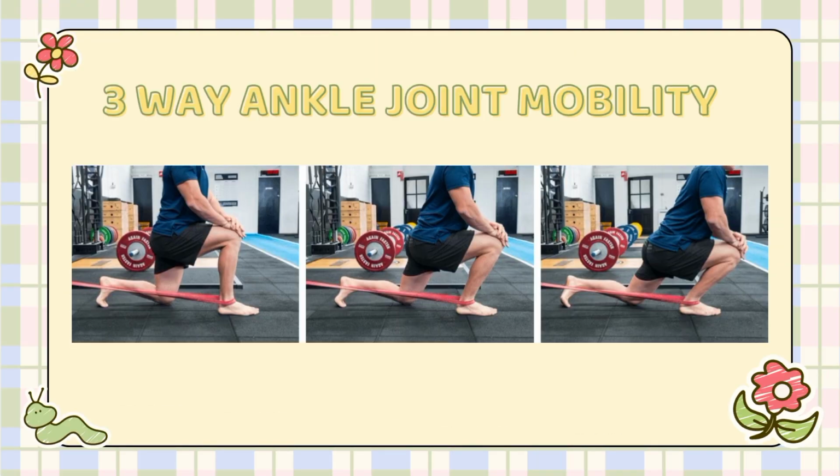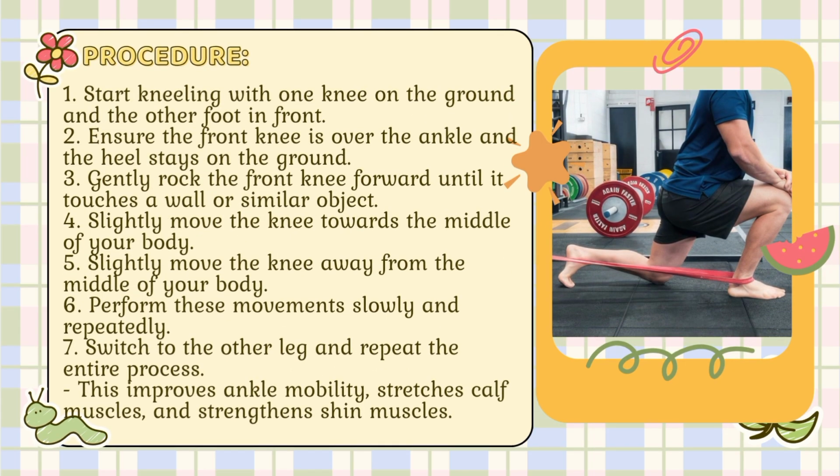Next, we have three-way ankle joint mobility. In order to do the three-way ankle joint mobility, first, you have to start kneeling with one knee on the ground and the other foot in front. Second, ensure the front knee is over the ankle and the heel stays on the ground. Third, gently rock the front knee forward until it touches a wall or similar object.